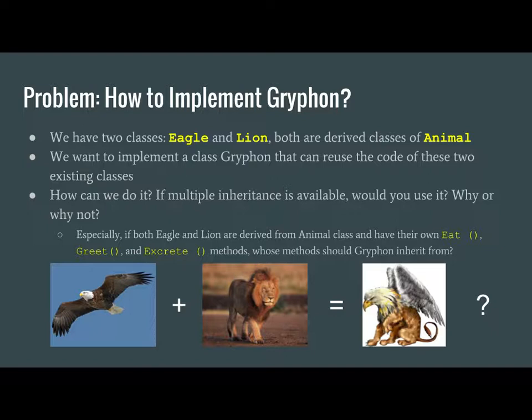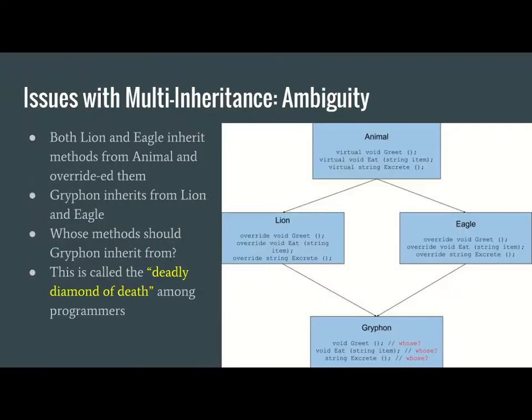It turns out that multiple inheritance is a bad approach. Why is that? So take a look. Let's say for the Animal class, we have three methods here: greet, eat, and excrete. They are all declared as virtual, which means that their subclass or derived class can override them. And then we have our Lion and Eagle class. Lion overrides the greet, eat, and excrete methods, and so does Eagle. And then if we want to inherit from both Lion and Eagle to create our Griffin, the problem comes.